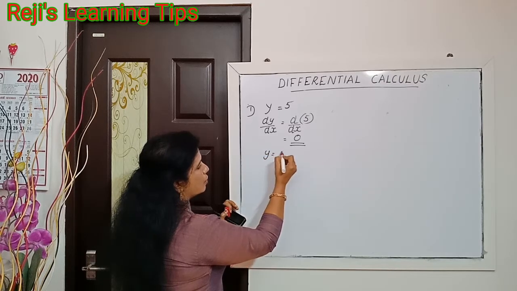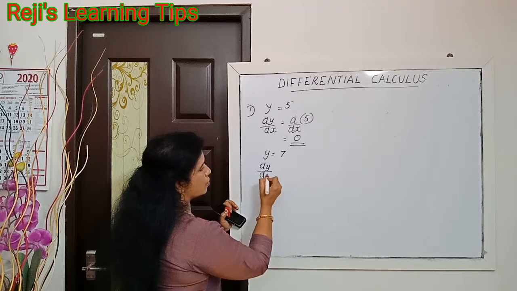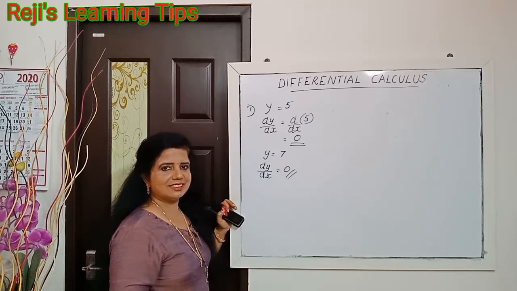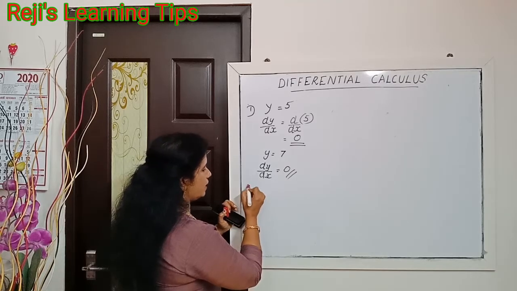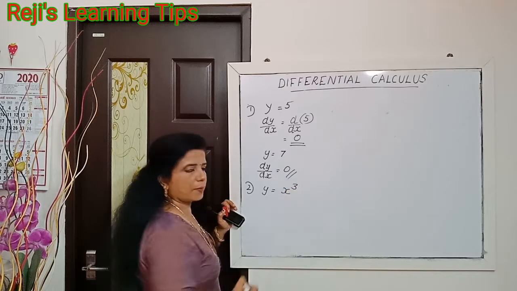Similarly, y is equal to 7. Then we can write dy by dx is equal to the derivative of 7, that is equal to 0. Then the second one, y is equal to x raised to 3.